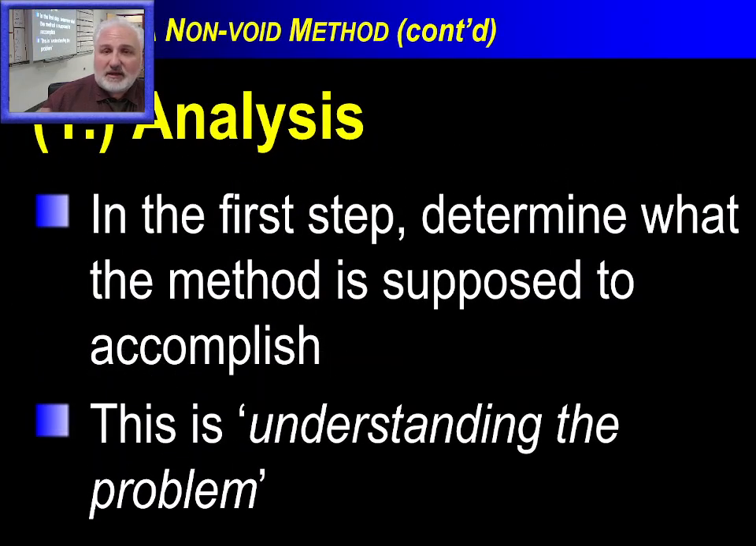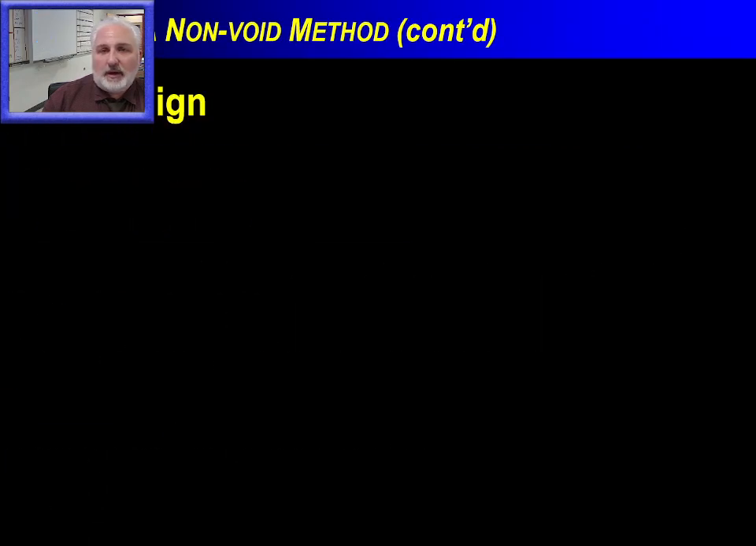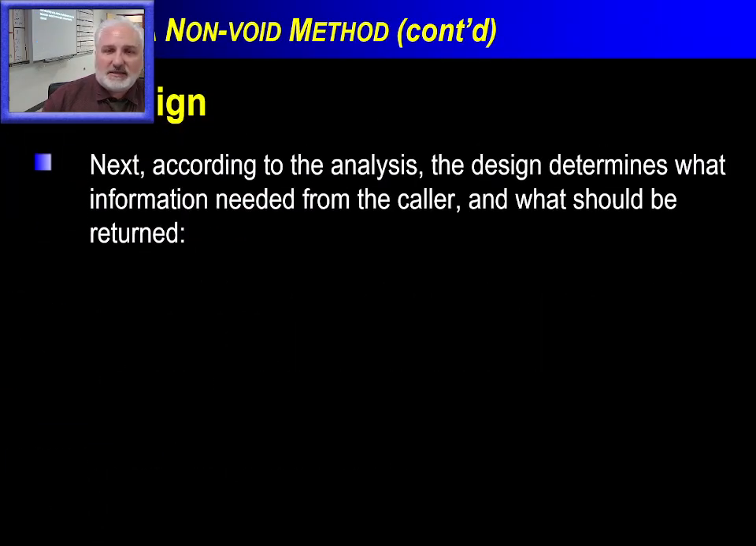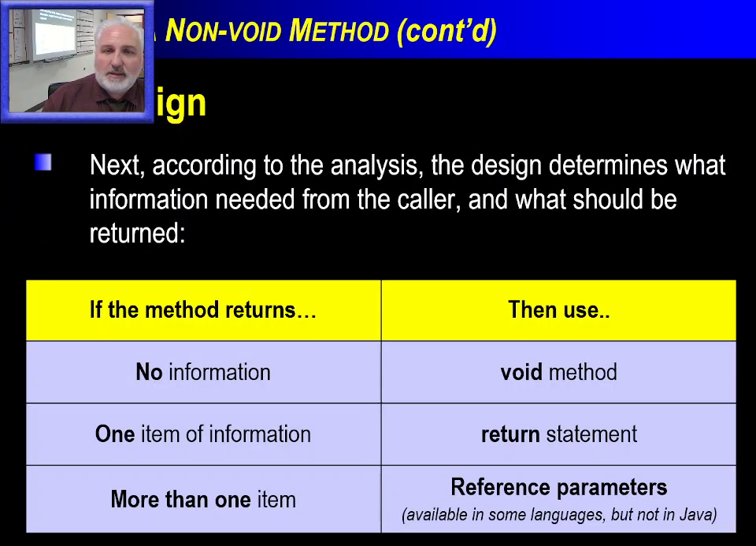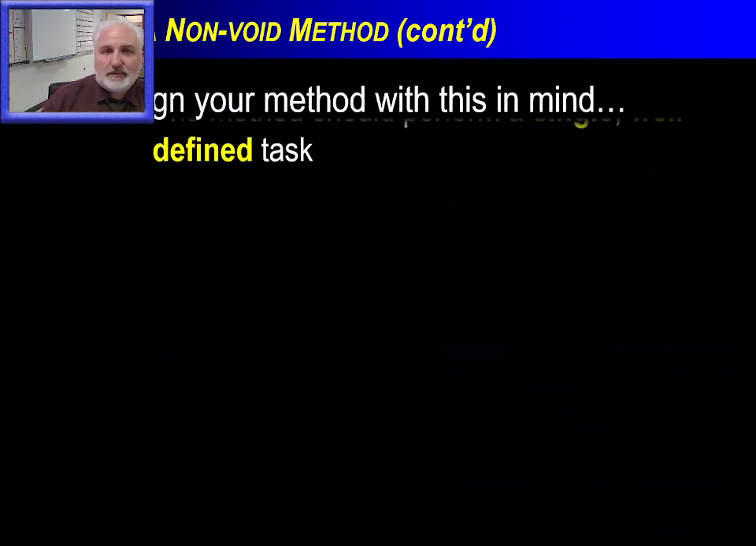So analysis, in the context of methods: what is the method supposed to accomplish? What problem is it solving, right? Don't overcomplicate this. Don't make it solve too many problems at once. Does your method require information passed to it? If not, then maybe it has no parameters. Does my method need to return something? If not, maybe it's a void method. These are things you can start to consider as you design your method.